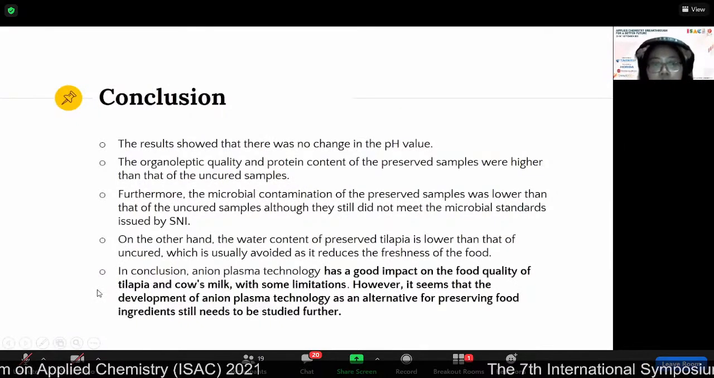And in conclusion, animal plasma technology has a good impact on the food quality of tilapia and cow's milk with some limitation. However, it seems that the development of animal plasma technology as an alternative for preserving food ingredients will still need to be studied further. And that is all I want to share with you.